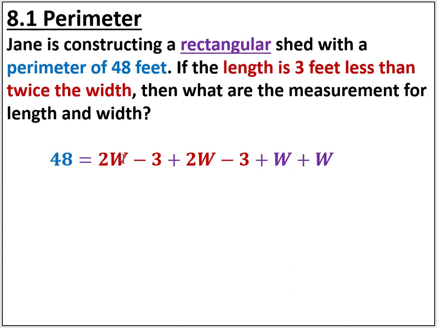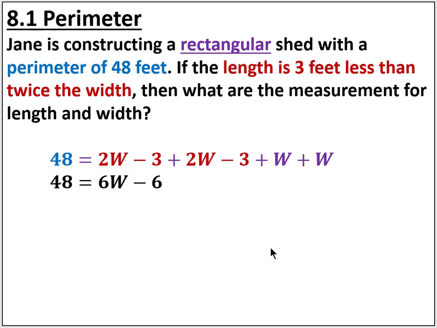I'm going to combine 2W with 2W plus W, and then I'm going to combine minus 3 and minus 3 together. So when I combine like terms, I'm going to have 48 equals 6W minus 6. So again, 2W plus 2W plus W will be 6W, and then negative 3 minus 3 will be negative 6. Now it's just a regular equation that we can solve for W.